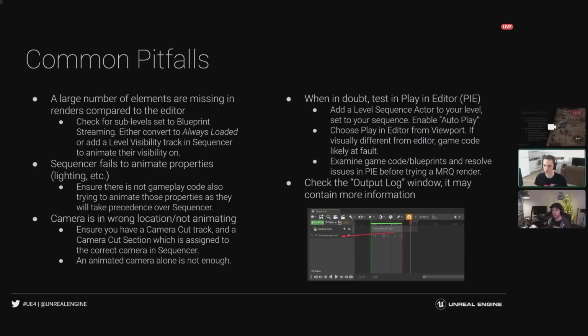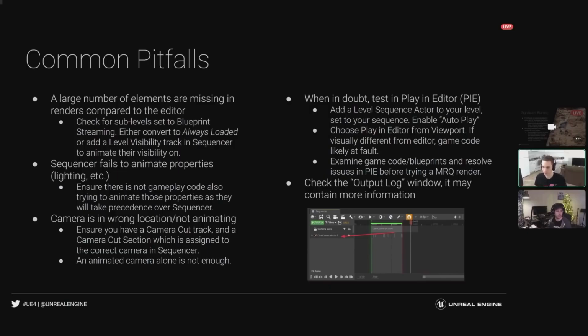All right, so here are some common pitfalls that we see. If you have a large number of elements that are missing in your renders compared to the editor, this is usually because you have a sublevel that's set to blueprint streaming. You see it in the editor because that's how the editor works, but when you load the game, because it is set to blueprint streaming, it doesn't load. So therefore, it just suddenly is missing. You can either convert this to an always loaded sublevel, or you can use the level visibility track in sequencer to animate the visibility on.